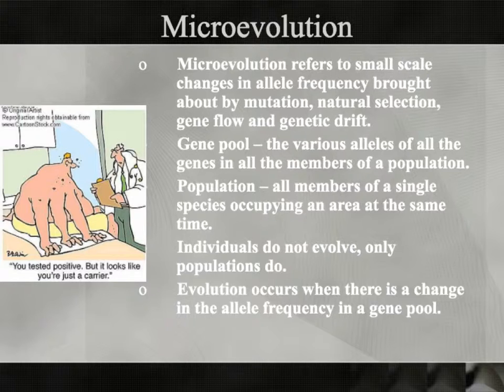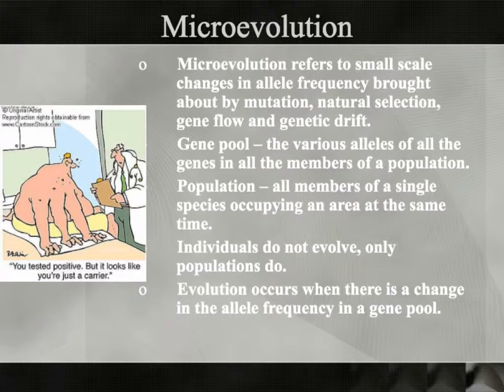Now our gene pool, looking right here, is the various alleles of all the genes in all the members of a population. So if we look at our school right now, our gene pool is everybody within the building. Now the population, so definition right here, is all members of a single species occupying an area at the same time. So the population of our school, we'll say 830 students, and the gene pool is all the various alleles of all the individuals within our population.